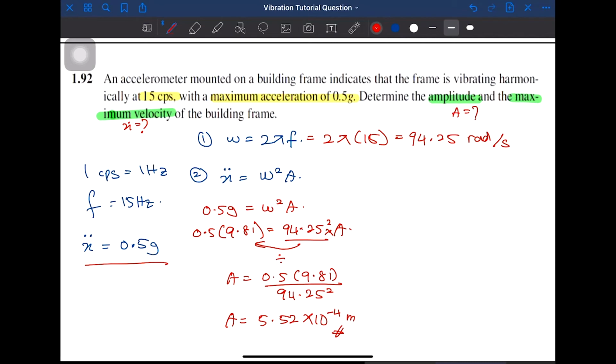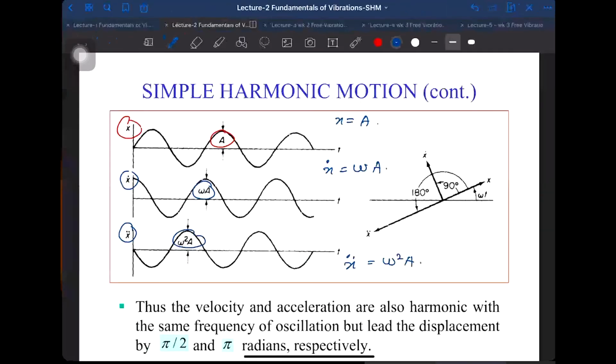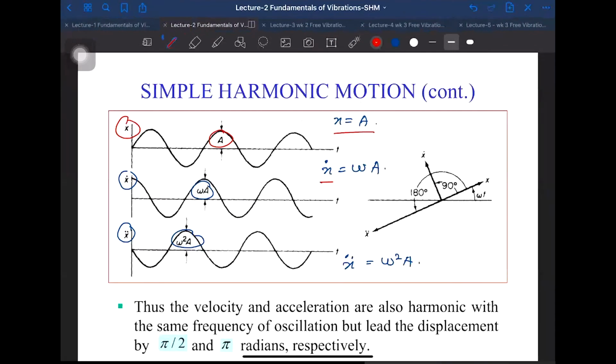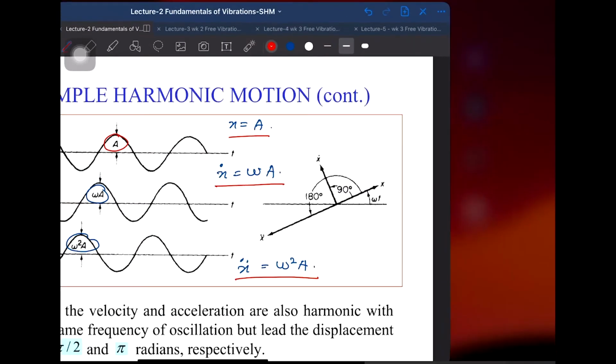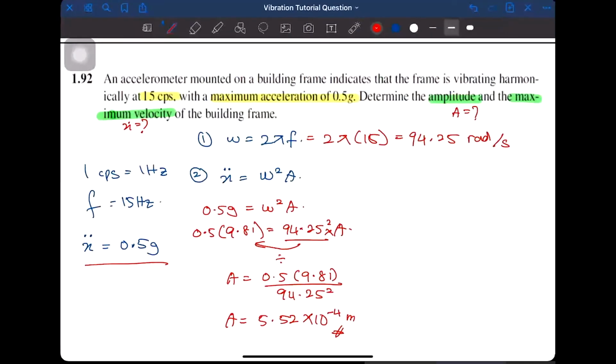Now, using these formulas that I've taken out here, try to find the value for velocity. We've already found our amplitude. Now try to find the value for velocity. Try to do it using the formulas just now.